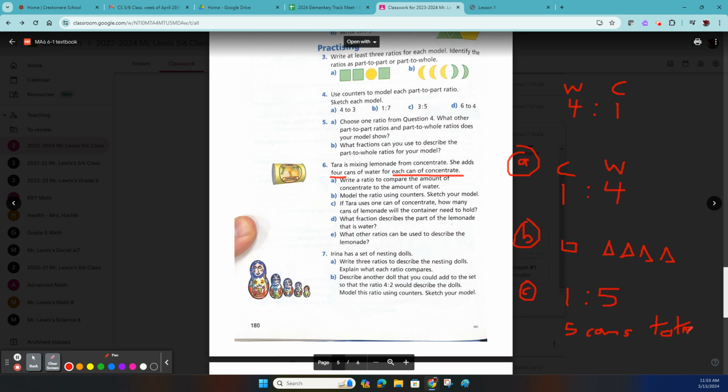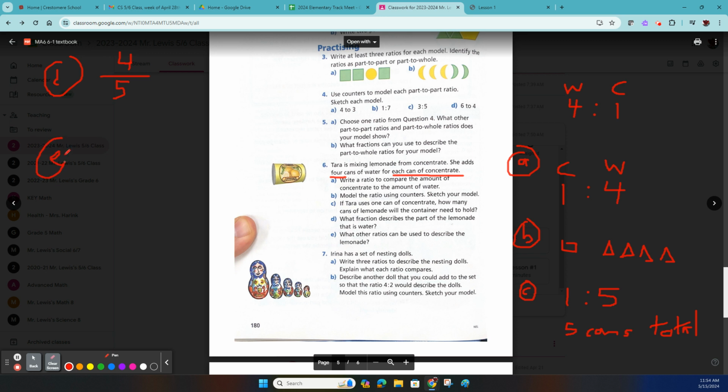Okay. Kind of a weirdly worded question. D. What fraction describes the part of lemonade that is water? Well, we know there's 5 parts total. That's our denominator. Okay, and how much of that 5 is water? Of course, it's 4, right? Because we had 1 to 4. Both of those together equal 5 total. 4 parts out of those 5 are made up of water.